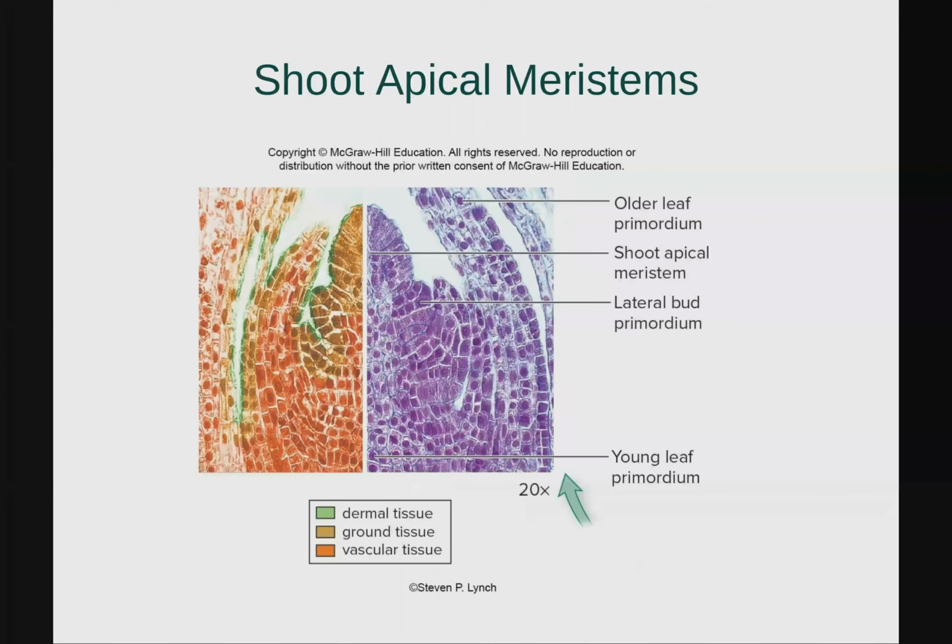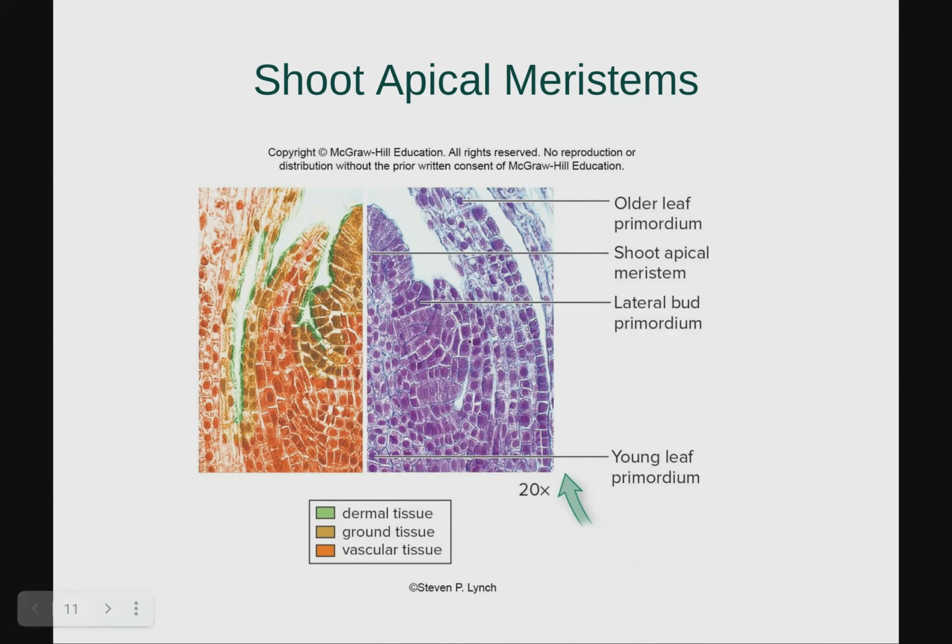So let's look at what we got here. So we have shoot apical meristems here. We have older leaf primordium here. We have the shoot apical meristem. We have what we call a lateral bud primordium. And then we have young leaf primordium here. And this has been stained nicely, and on this left-hand side we have two different sides of the same plant. But we can see we have dermal tissue, we have ground tissue here in this light color, and then we have vascular tissue here in this darker color.